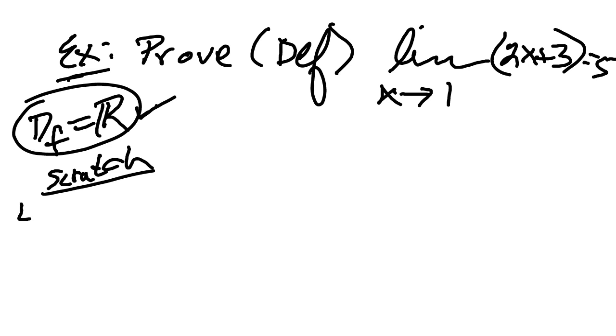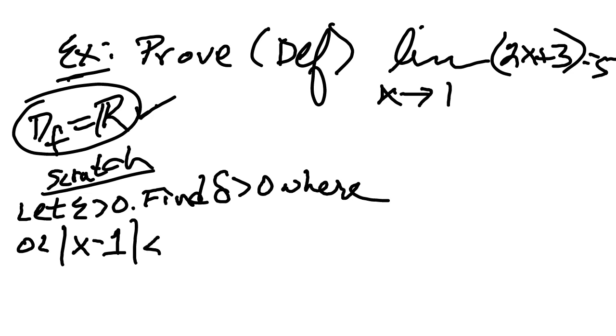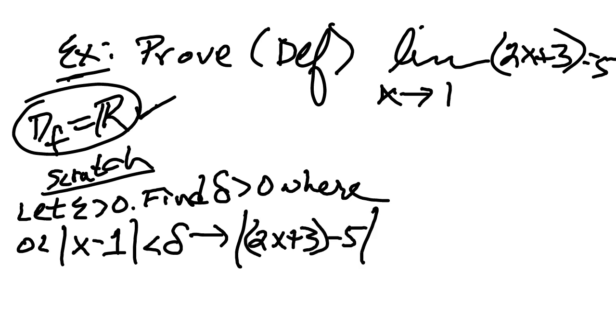So I need to let epsilon be greater than 0. There's my warning bell. Let epsilon be greater than 0, so I'll finish this up. I need to find a delta greater than 0 such that what? 0 is less than the absolute value of x minus a, which is 1, is less than delta, would imply or guarantee that the absolute value of f of x, which is 2x plus 3 minus 5, is less than epsilon.